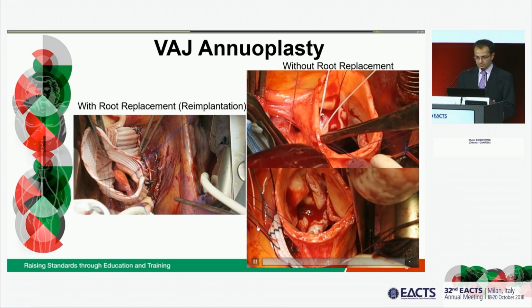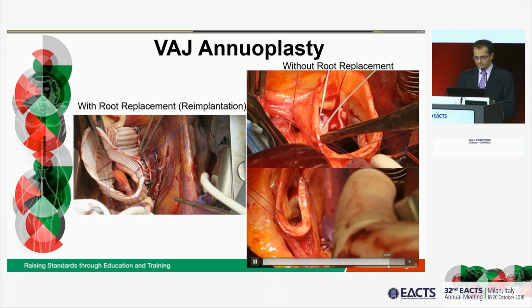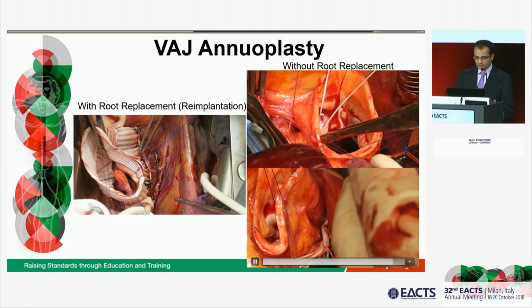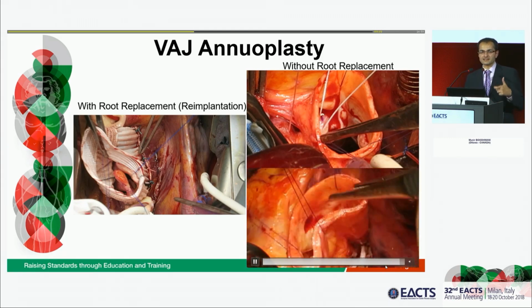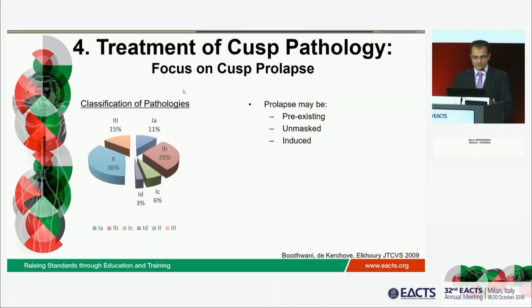The sutures are again passed through, with the final suture closing off the opening in the Dacron band. And finally, this becomes your ventricular aortic junction annuloplasty. It's important to emphasize this technique above all the many techniques, because accessing the ventricular aortic junction is critical to aortic valve repair procedures.